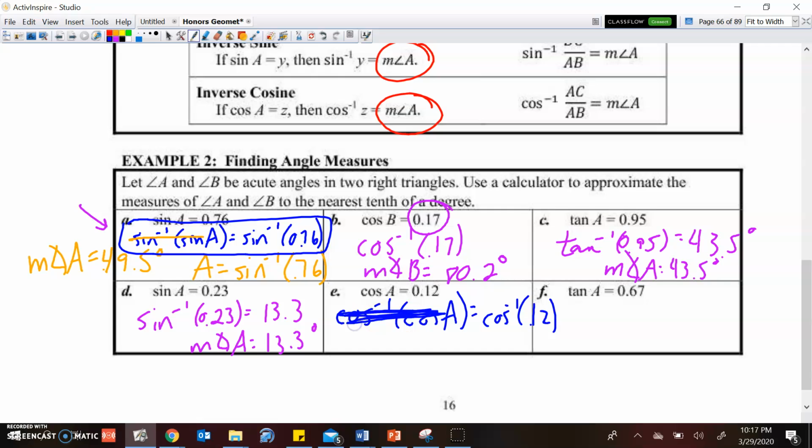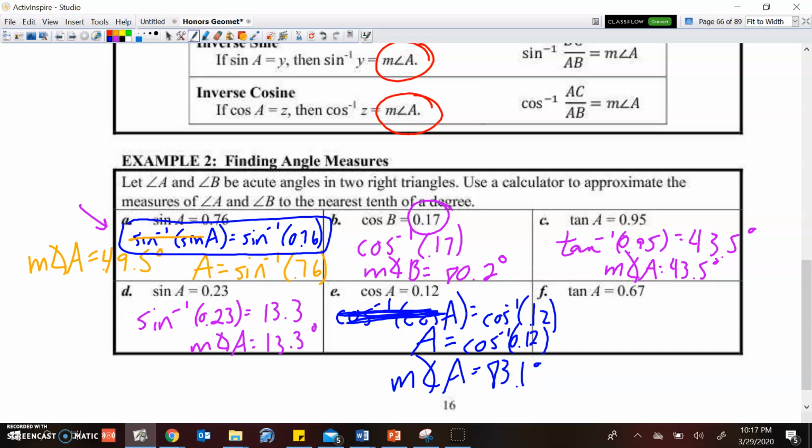These end up canceling out. Cosine inverse and cosine, they cancel one another out. So that's where I'm just left with angle A is equal to the cosine inverse of 0.12. So we say the measure of angle A, when I put in the cosine inverse of 0.12, we get 83.1. So the measure of angle A equals 83.1 degrees.